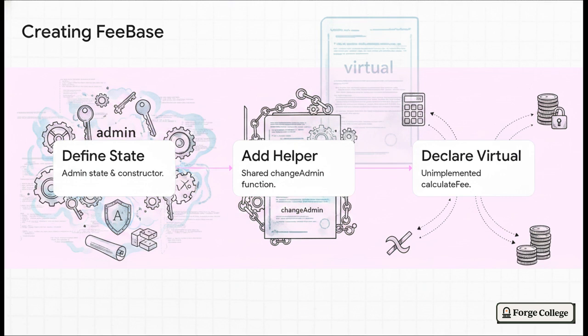Step 3 is where the magic happens. We declare a function called calculate fee, but we leave it without a body and we mark it virtual. We've centralized the admin logic, but left the fee math completely 100% blank.